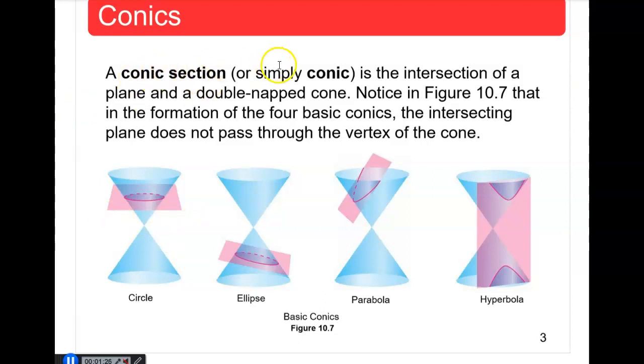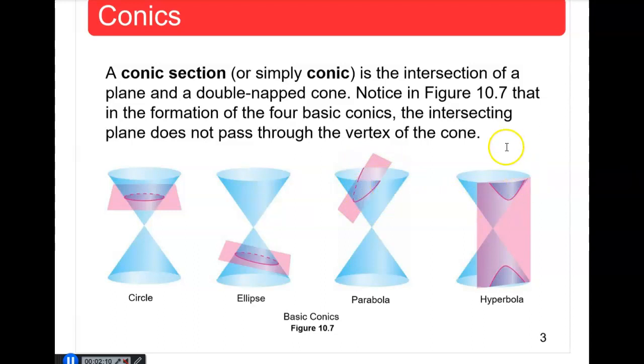So a conic, or a conic section, or simply a conic, is the intersection of a plane and a double napped cone, like you see there. They're touching with their vertex, as you can see in figure 10.7. And if you were to intersect a plane, not an airplane, but like a paper, to cut through it, if it was in this way, it will be a circle. If it was slanted, it will be an ellipse. And if the cut was this way, it will produce a parabola in a two-dimensional plane.